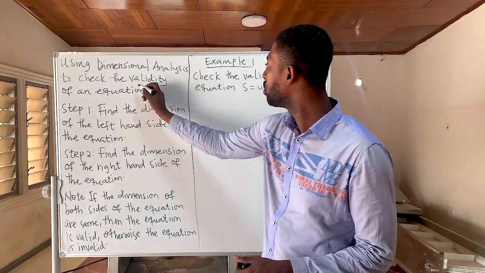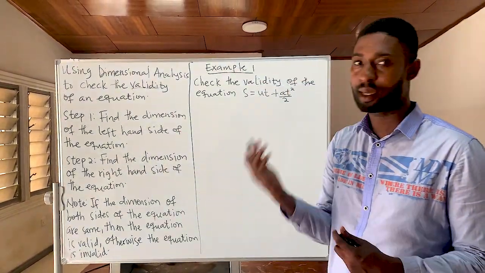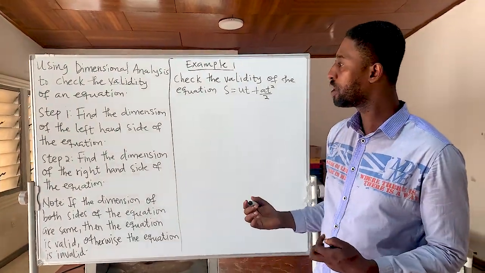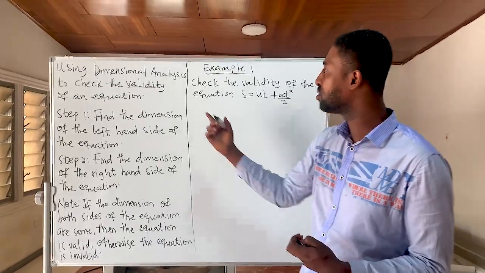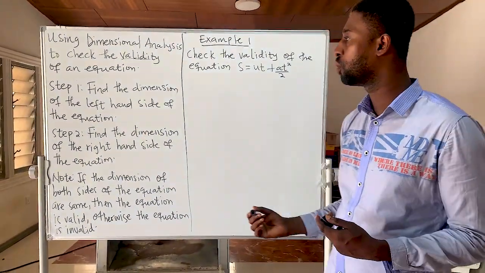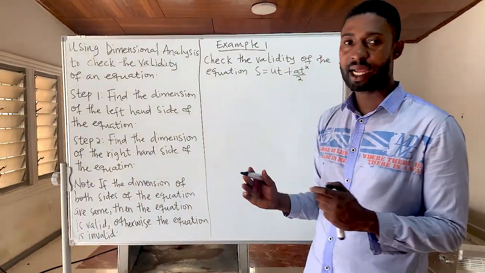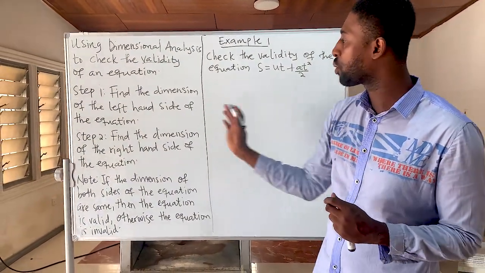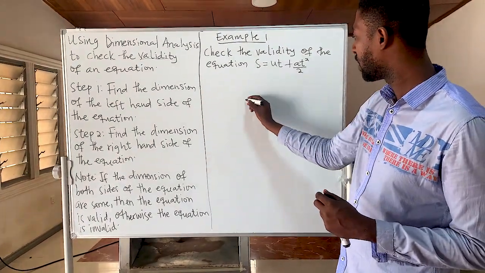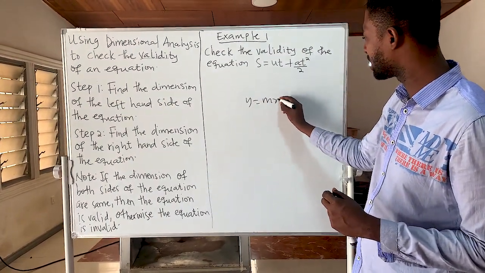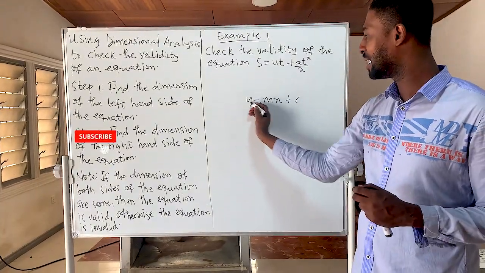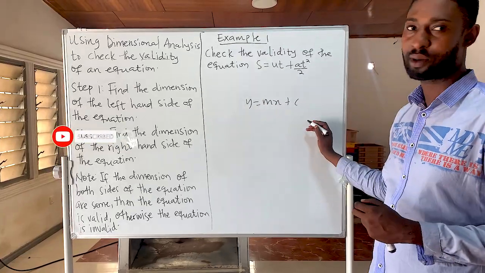Okay, so let's also look at using dimensional analysis to check the validity of an equation. So here we want to use dimensional analysis to determine whether an equation is correct or wrong. If you want to use dimensional analysis to check the validity of an equation, these are the steps that you need to follow. First, remember, any equation has what we call the left-hand side and right-hand side. So let's say I have y is equal to mx plus c, which is the equation of a line. Here, this is the left-hand side, and this becomes the right-hand side.